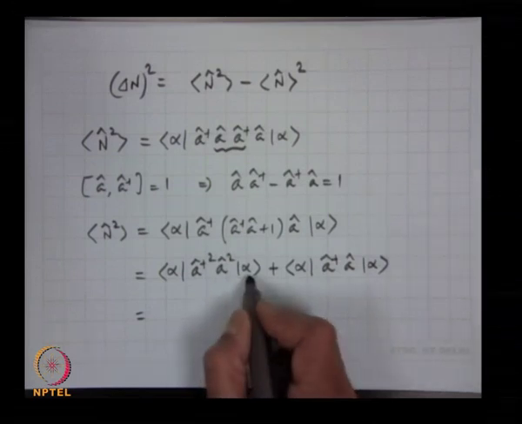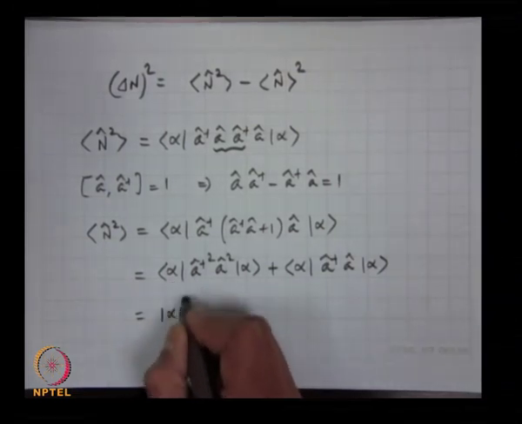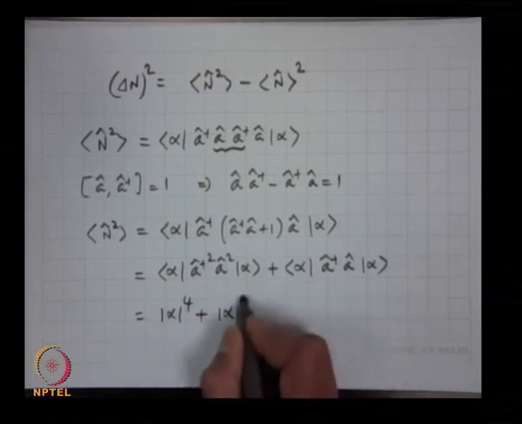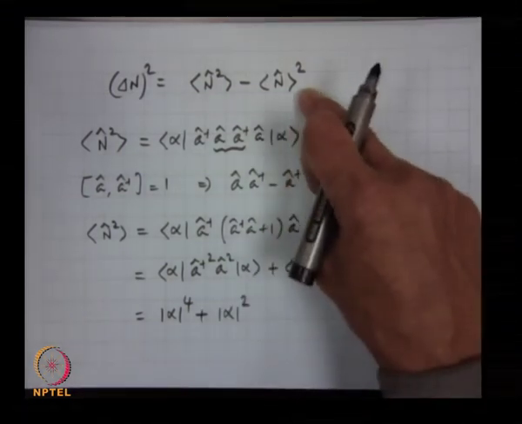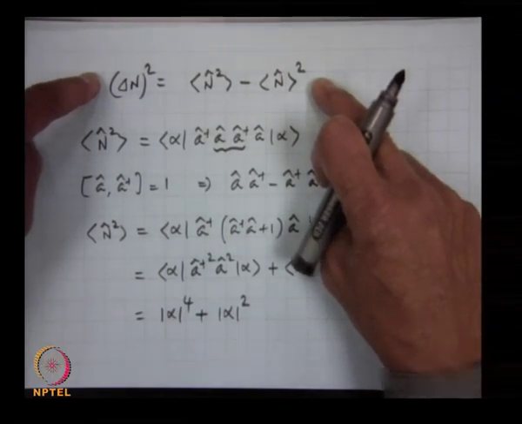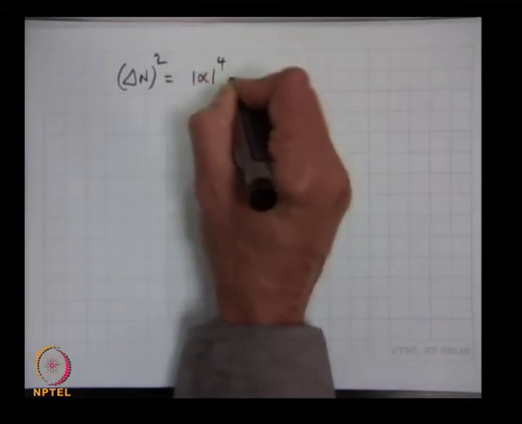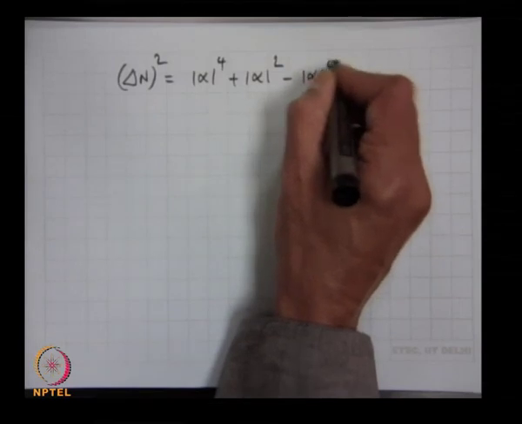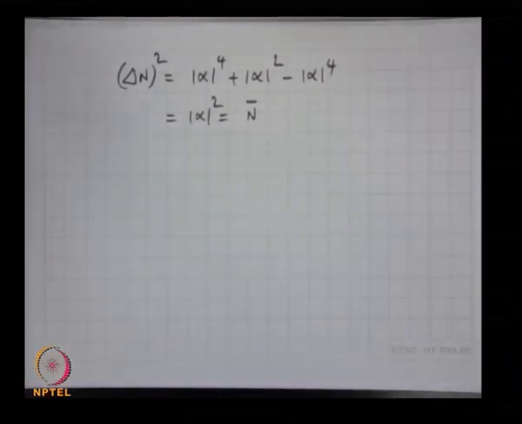a operating twice on |alpha> gives me alpha^2. a† operating twice on the bra <alpha| gives me alpha*^2. So this is |alpha|^4 plus |alpha|^2. So that's the expectation value of n^2. The expectation value of n is |alpha|^2. So I can substitute these two expressions in this equation to find the variance in the number of photons in this coherent state, and that comes out to be: delta n^2 is equal to |alpha|^4 + |alpha|^2 - |alpha|^4, which is equal to |alpha|^2, which is equal to n bar. So the variance in the number of photons in the state is equal to the average number of photons in that state.